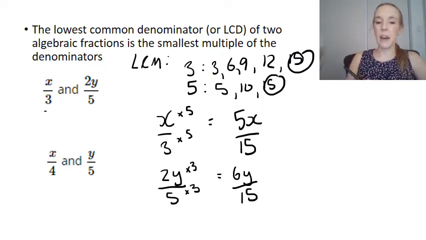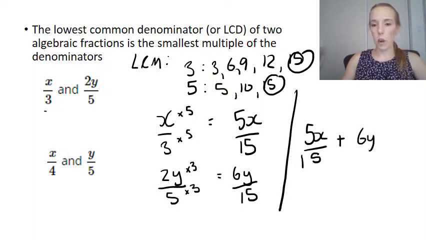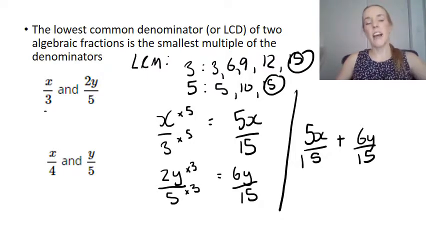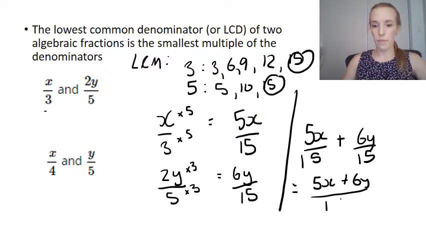I'm actually going to draw a column here just so I've got enough space. So I've got 5x over 15 plus 6y over 15. If you were setting this out in your book, continue to go down the page. I've just taken up a lot of space. So then I can add 5x plus 6y. We know from our previous lessons that we can't actually add those terms because they're not like terms. So we're left with 5x plus 6y over 15. So that's our answer for the first one there.